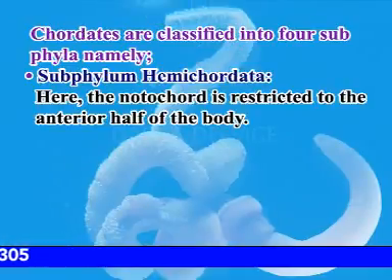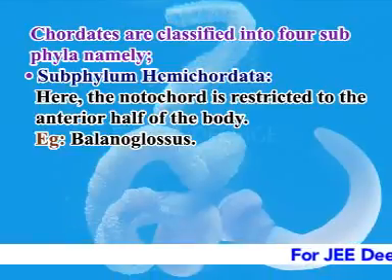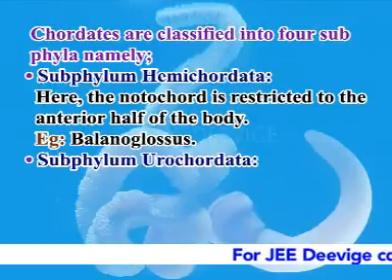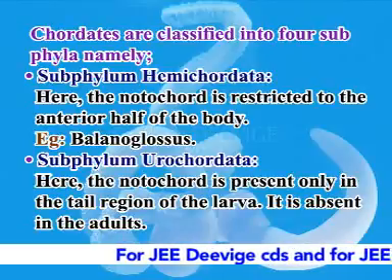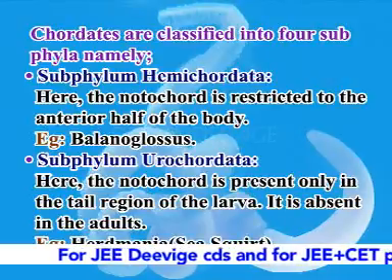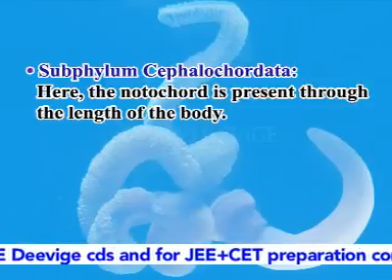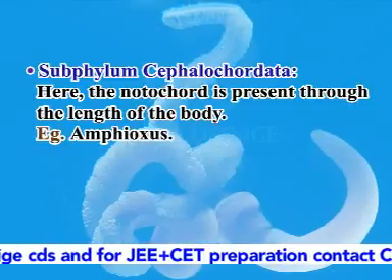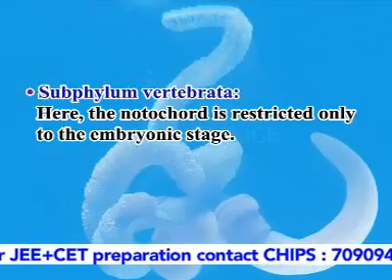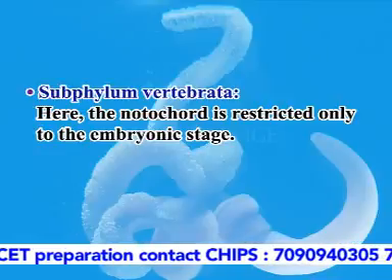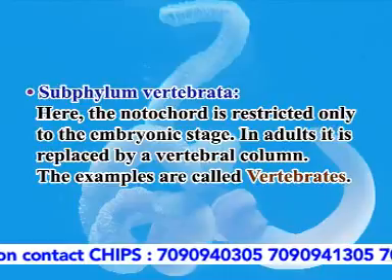Subphylum Hemichordata. Here the notochord is restricted to the anterior half of the body, and the example is Balanoglossus. Subphylum Urochordata. Here the notochord is present only in the tail region of the larva. It is absent in the adults. Example, Herdmania. Subphylum Cephalochordata. Here the notochord is present throughout the length of the body. Example, Amphioxus. Subphylum Vertebrata. Here the notochord is restricted only to the embryonic stage. In adults, it is replaced by a vertebral column, and the examples are all the vertebrates.